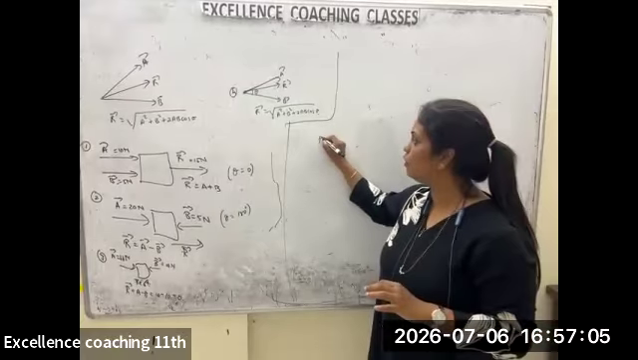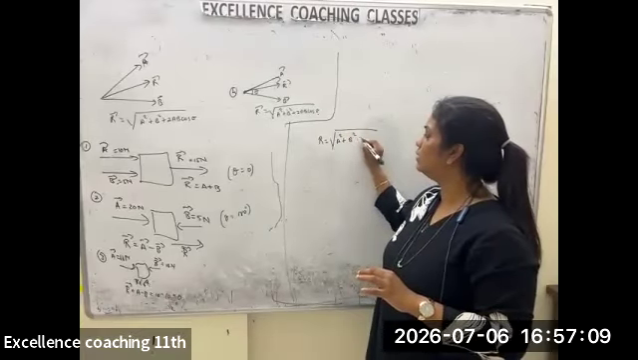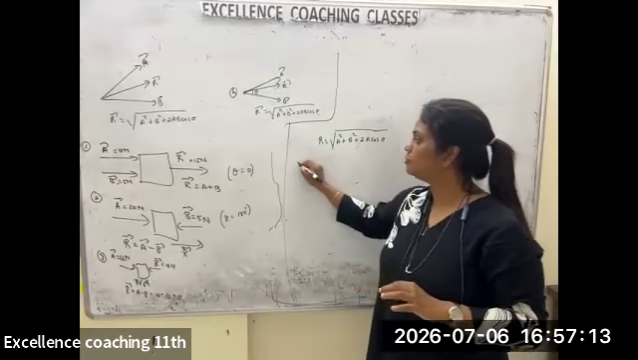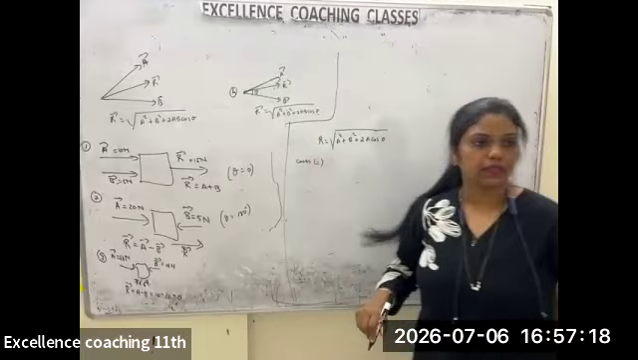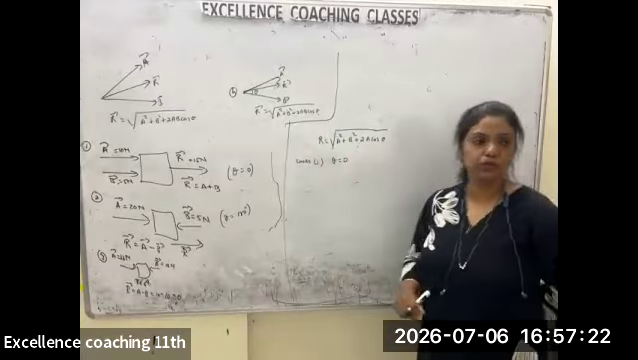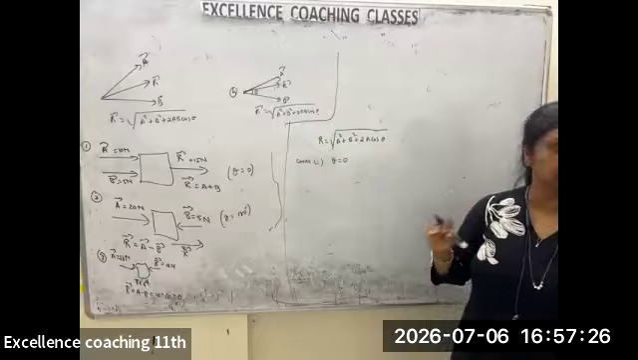Now let me take that formula. R is equal to a square plus b square plus 2ab cos theta, right? So let us take the cases now. Case 1. Put theta 0 and see what comes. We should get the same thing. Then we can say that what we have done is correct.